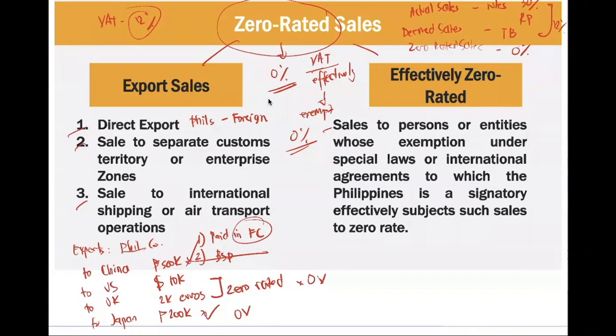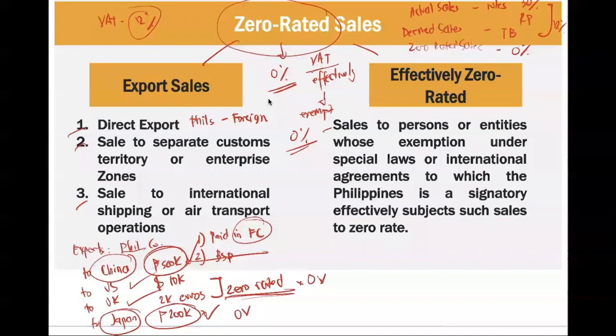While the sale to China and the sale to Japan is in Philippine peso, it is considered subject to VAT. It is not part of your zero rated sale. Why? Because this export sale must be paid in foreign currency. This one is paid in foreign currency. This one to UK is also paid in foreign currency. Therefore, zero rated. This China, 500,000 and this Japan, 200,000 pesos. Since they are not paid in foreign currency, they are subject to VAT.